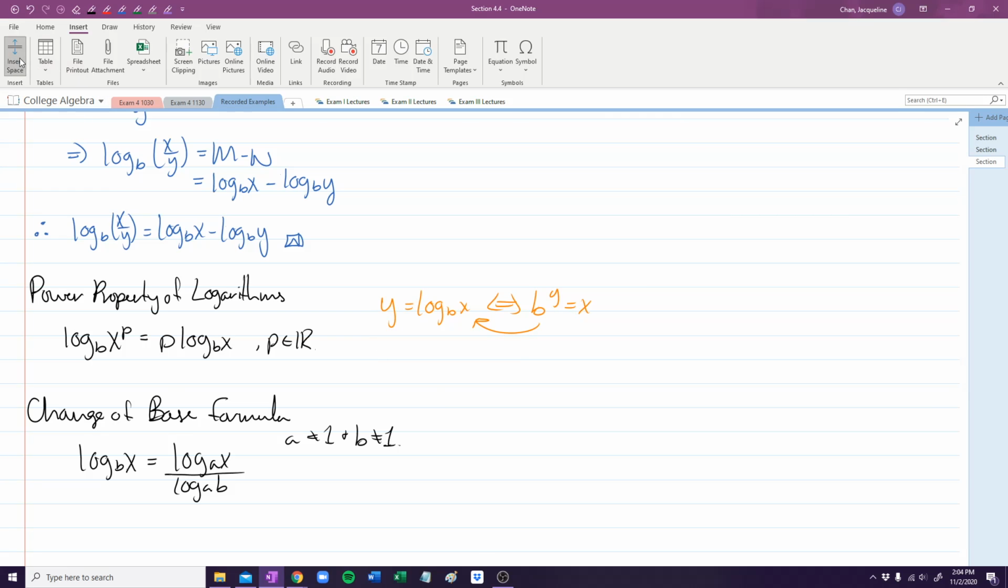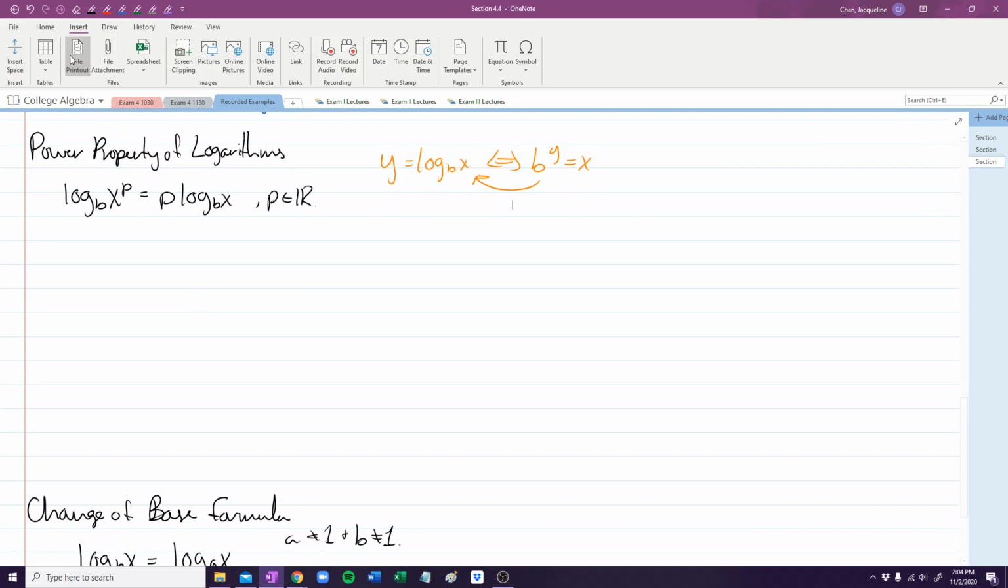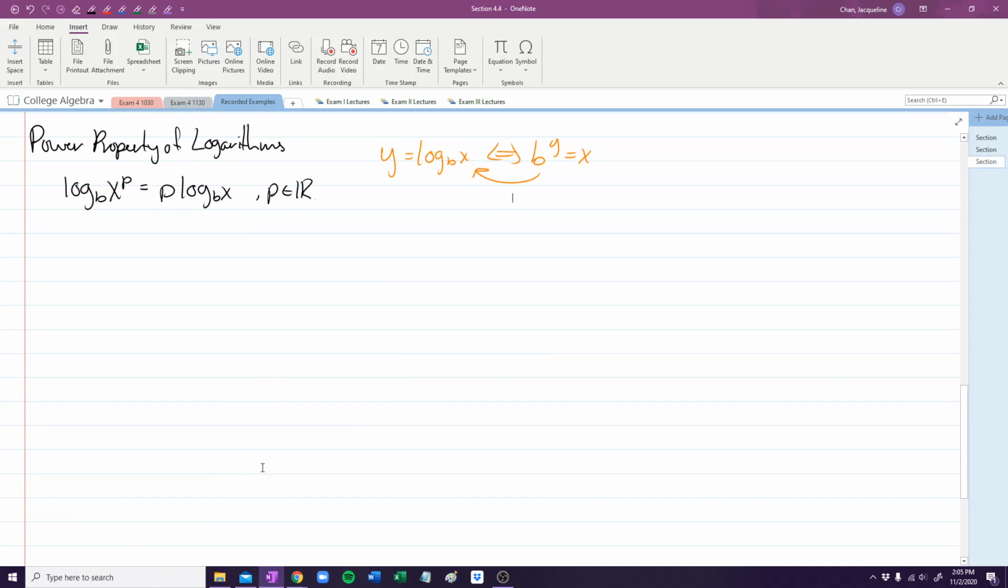The final property of logarithms that we will be talking about is the power property. Again, similarly, if you notice, we only have one logarithm, so I'm just going to focus on m. So we're going to let m equal log base b of x. This can be rewritten as b to the m is equal to x. Since we're talking about the power property, p is any real number.